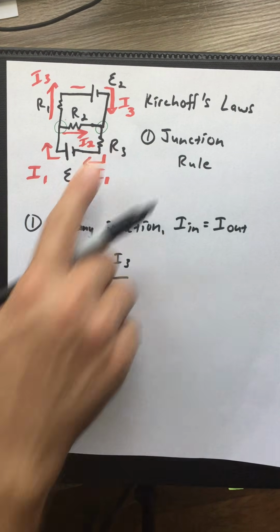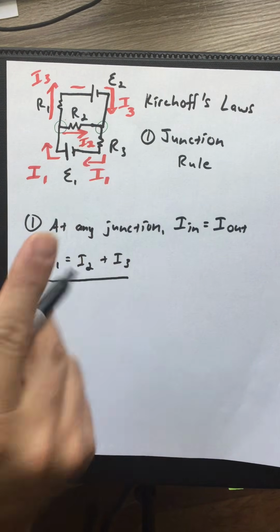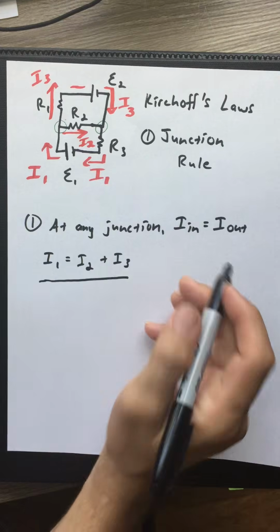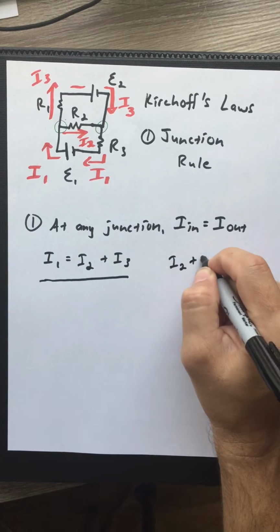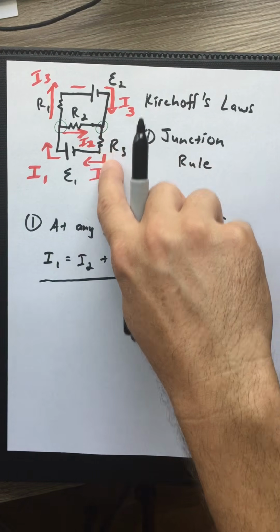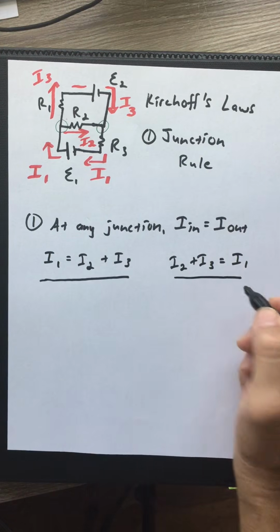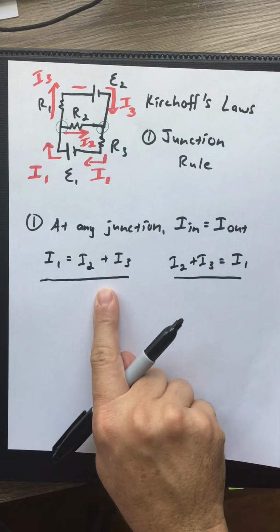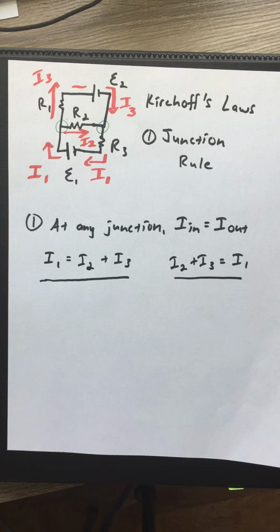You might say, well, what happens at the other junction? Fair enough. In this case, if I look at the current flowing into this junction, I've got I2 plus I3. That's got to equal the current flowing out of this junction, which is I1. And there's nothing wrong with that equation, but it's redundant. It's the exact same equation I got over here. I can't use more than one of these to solve my system because it's the same equation, right? I've only gotten one equation.